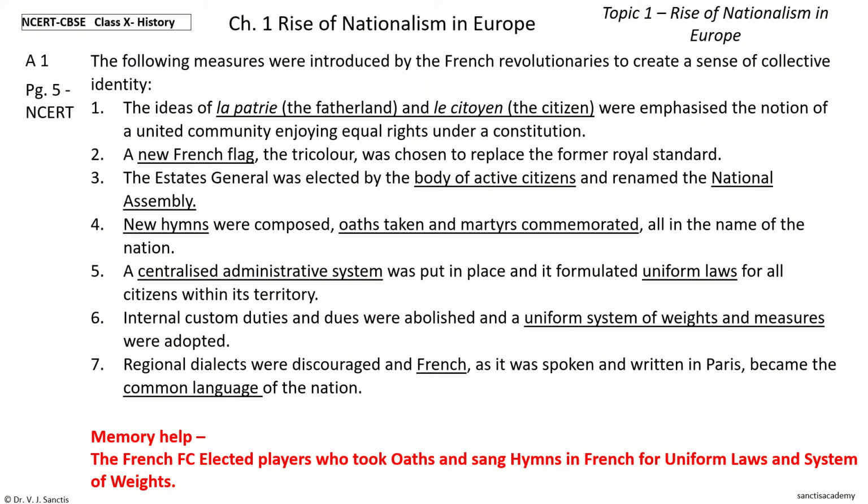And the last point, common language, is in the beginning. That's French as a language. That's the French football club. Also, the French flag can be included here. This revises all the points in the question. See you in the next question.